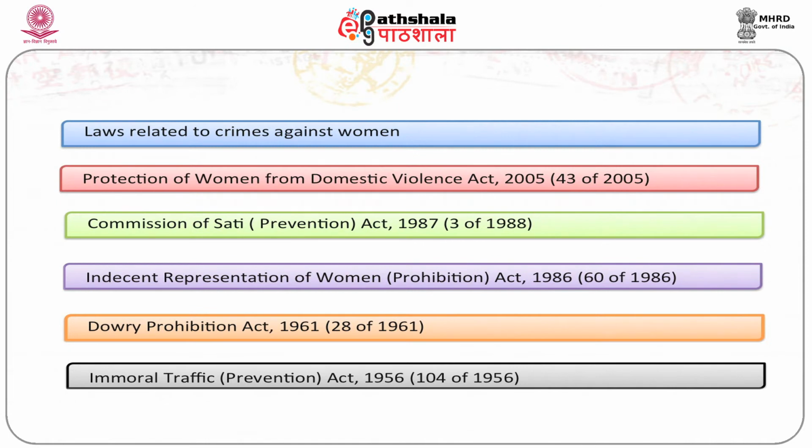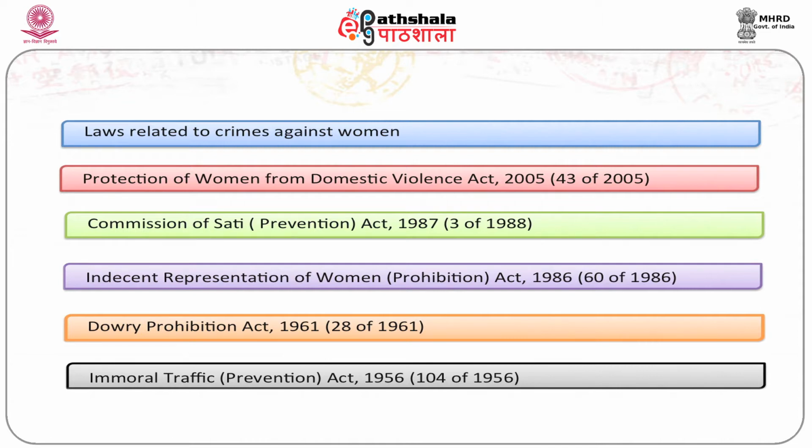Now, other than the property rights, we have certain rights which are basically meant for protecting women against crimes. When we speak about crime related issues, we see that women are the victims in domestic affairs, and for that we have the Protection of Women from Domestic Violence Act that came in 2005. Then also we have the Commission of Sati Prevention Act, which was banned long back in 1987.